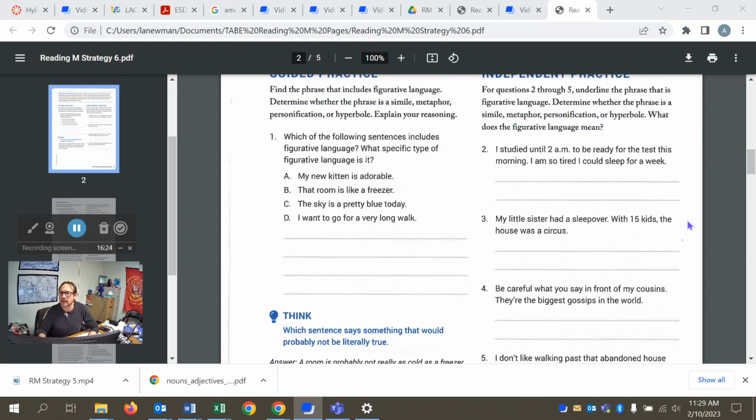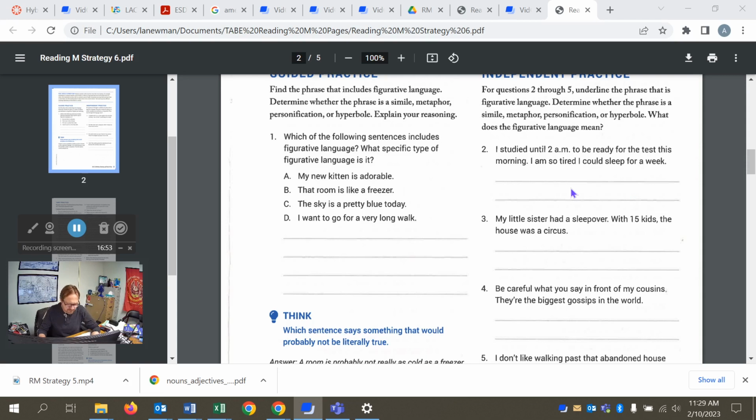Okay, for 2 through 5, we're first going to find the figurative language and underline it. Then we'll classify it as simile, metaphor, personification, or hyperbole. Looks like idiom and onomatopoeia are off the table. It's just those 4 in this list. And then, a step beyond what we were asked to do here, what do you think it means? Like, what kind of effect is the writer trying to convey by using this figure of speech?